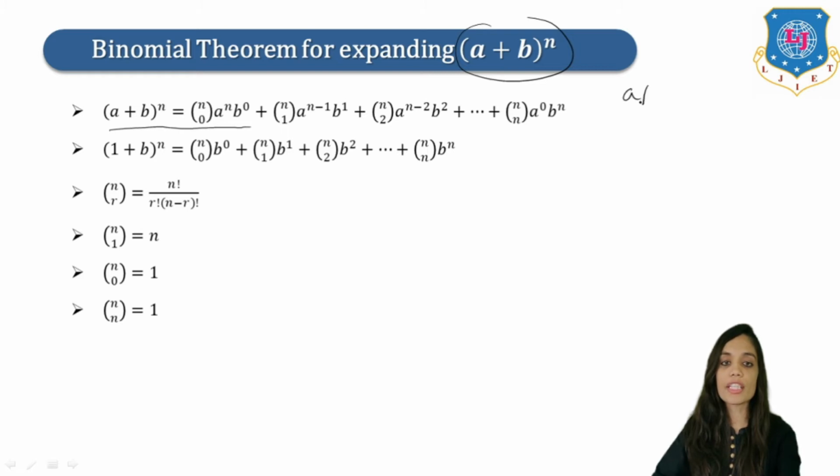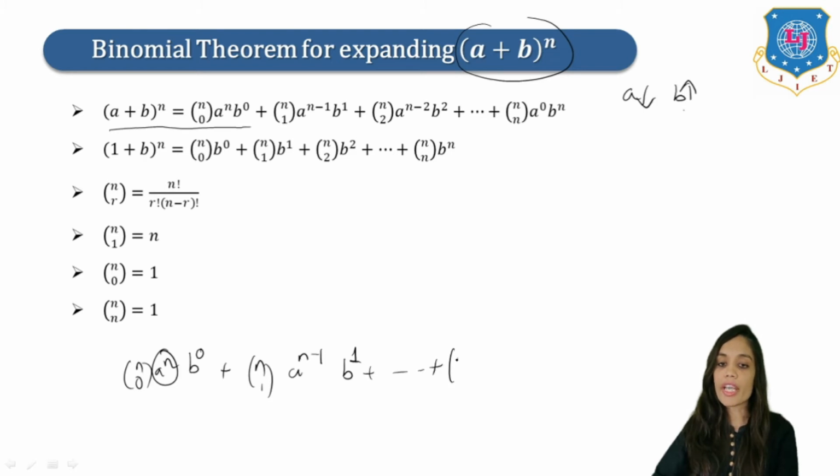So how are we writing this expansion? You have to decrease the power of a and increase the power of b. If we start from nc0, first write a raised to n b raised to 0 plus now nc1, decrease the power of a, increase the power of b. So here if you decrease, it will be a raised to n minus 1, b raised to 1 and so on. ncn. So last, now a will go to 0 and b will be raised to n. So this is the way to remember the binomial theorem: decrease the power of a, increase the power of b.